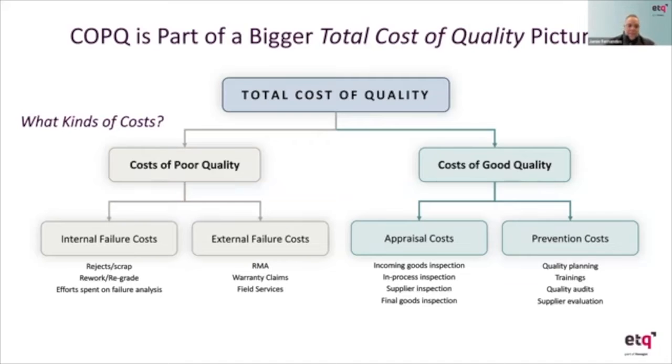But that's only one side of the total quality equation, right? The cost of good quality is also part of that total equation, and that's the people, process, and technology that underpin driving that and preventing the costs on the left side, right? So in process inspection, incoming goods, supplier qualification inspection, and management, and the final goods inspection before things go out the door, as well as the prevention costs, right? The planning, the training, the audits, all of the audits, supplier evaluations. And so, taking all of that into account, it's just that total equation.